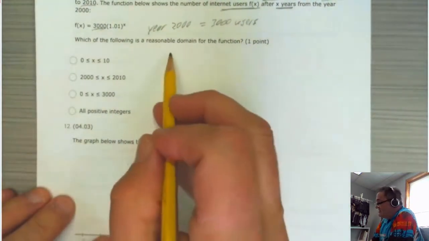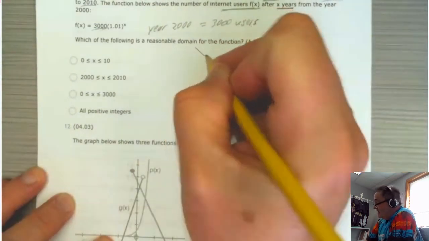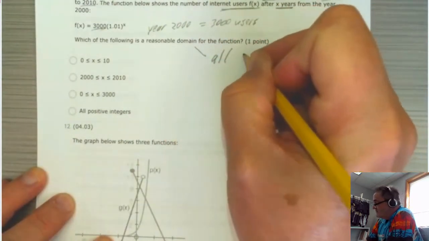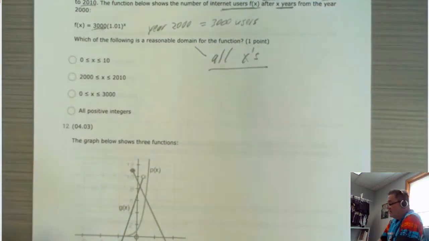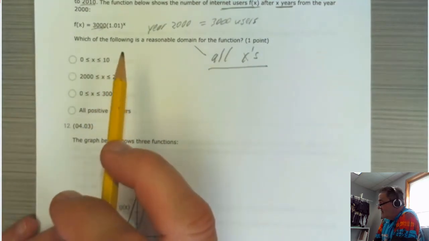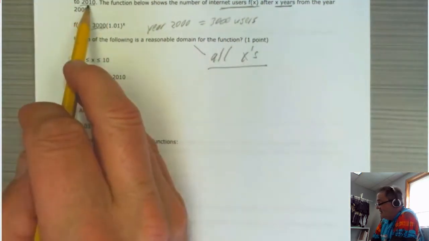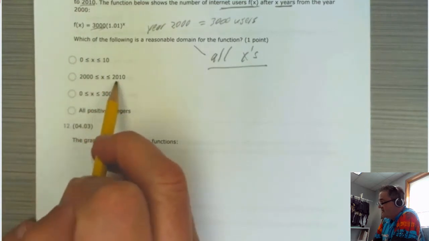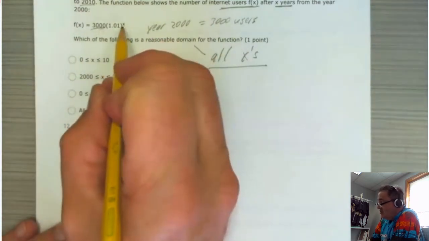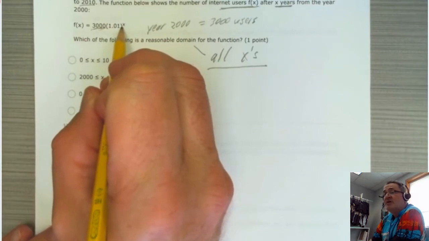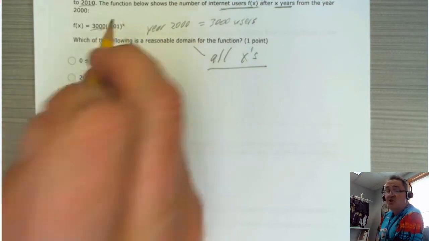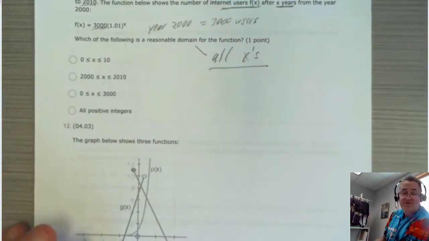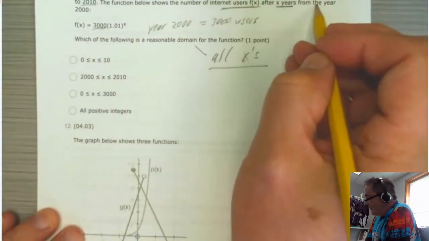So which of the following is a reasonable domain? Well, domain, all possible x's, all the x's for this function. So what is it? It looked at the year 2000 and 2010. So would our domain be 2000 to 2010? Would that be all the possible x's? No, because x, we've got to look at where x is in the equation. We're not taking 3,000 times 1.01 to the 2,000th exponent, right? We're not raising it to the power of 2,000. In the first year, we're looking at just years from 2000.